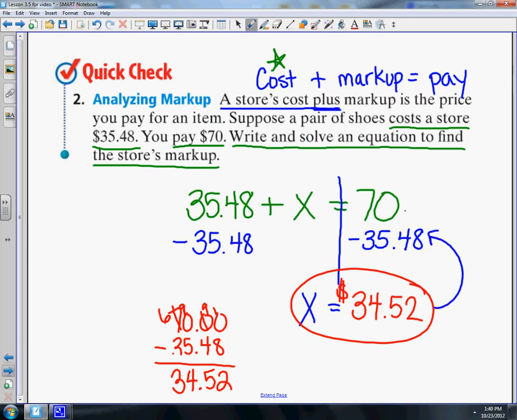8 plus 2 is 10. 5 plus 5 is 10. 5 plus 5 is 10. Dang it. 3 plus 3 plus 1 is 7. So then you get $70, so I know my answer is correct.